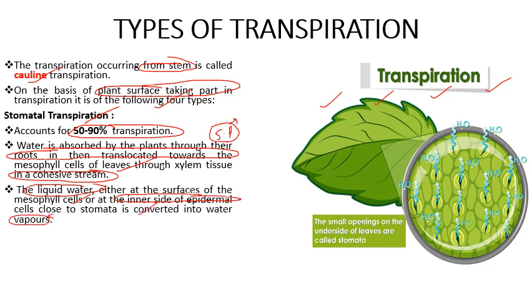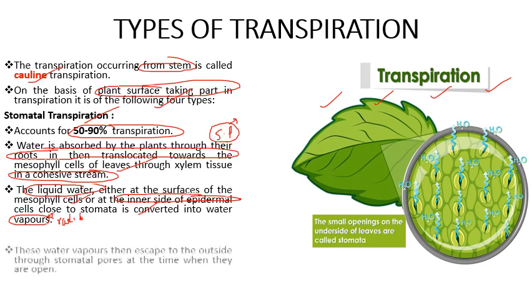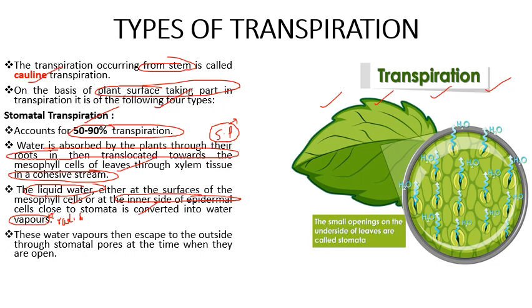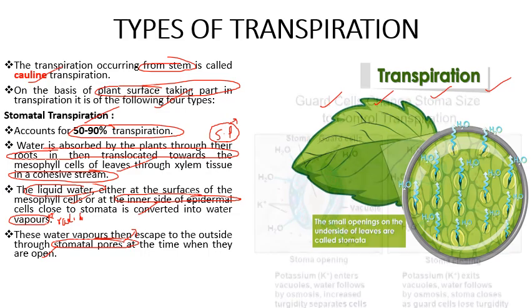तो यहाँ पे जो mesophyll cells में या फिर epidermis के नज़दीक ये जो water है in liquid form, it is converted into vapors with the help of radiant energy of solar, or we can say solar energy. And after that जो ये water vapors होते हैं, they escape to the outside through stomatal pores at the time when they are open. तो stomata जब open होते हैं तो ये water vapors यहाँ से बाहर move करते हैं by the process of simple diffusion.